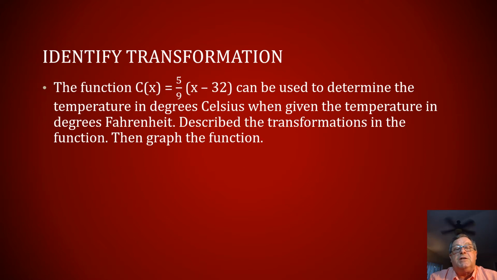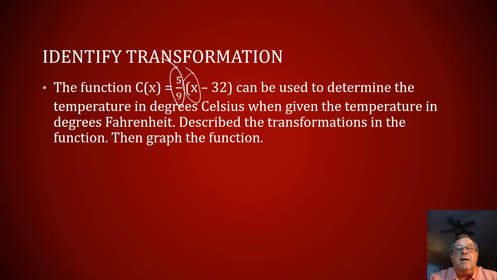There are two transformations that I see. The first one is right here, this 5/9. This is going to create a dilation. Because 5/9 is greater than 0, but less than 1, it is going to compress the function. I can also see that this is going to be a linear function, as it's just x. And we're going to have a horizontal translation, or a horizontal shift, to the right.